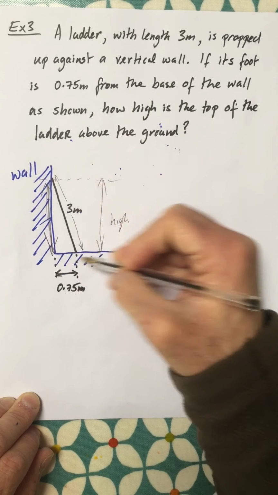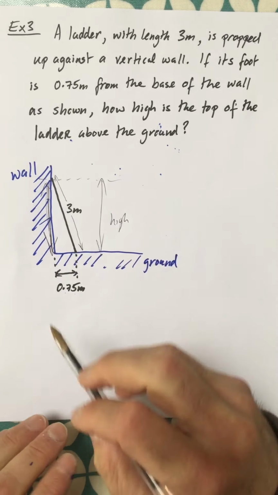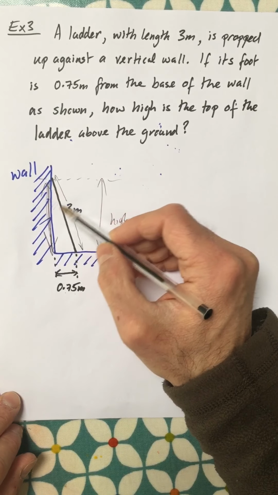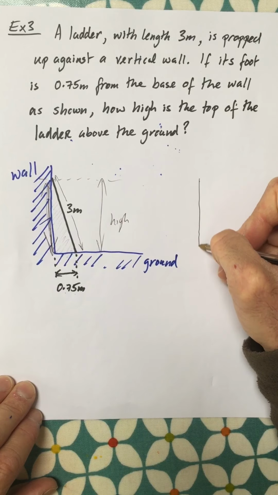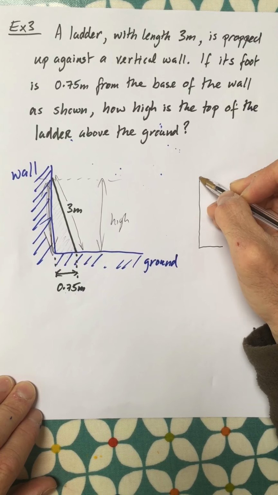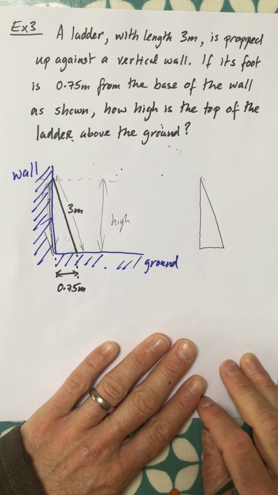Now the key to this question is to look at the picture and see if you see any triangles. The answer is yes, there is a triangle here. This ladder, the wall and the ground form a triangle. And what you do is draw the triangle on its own. There's the triangle. And now fill in all the information about the triangle.